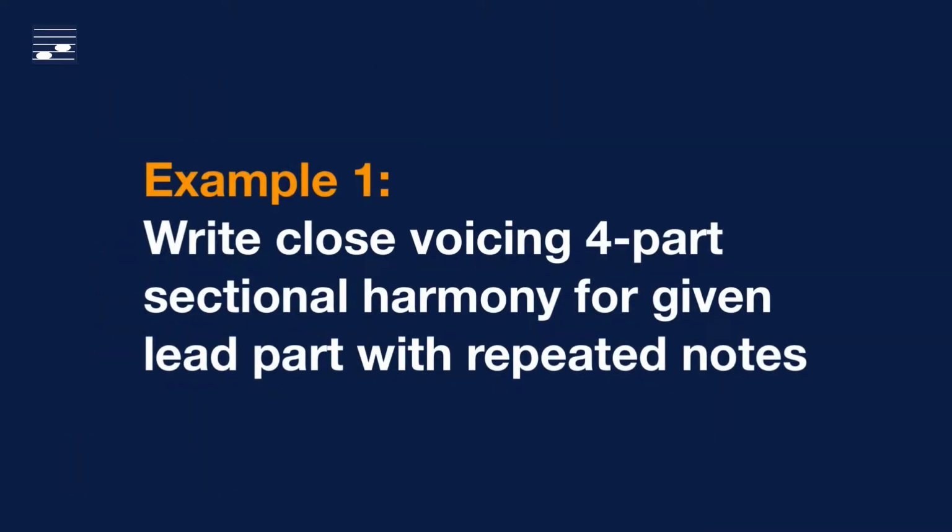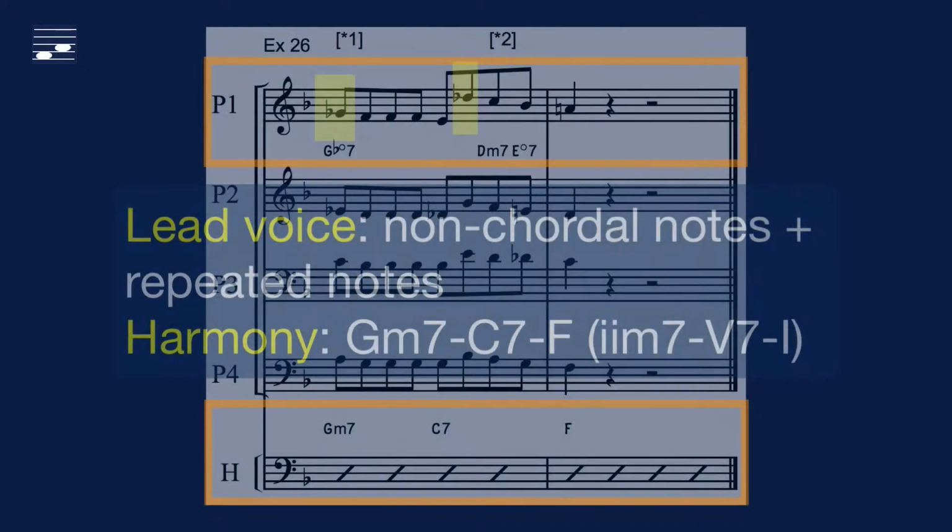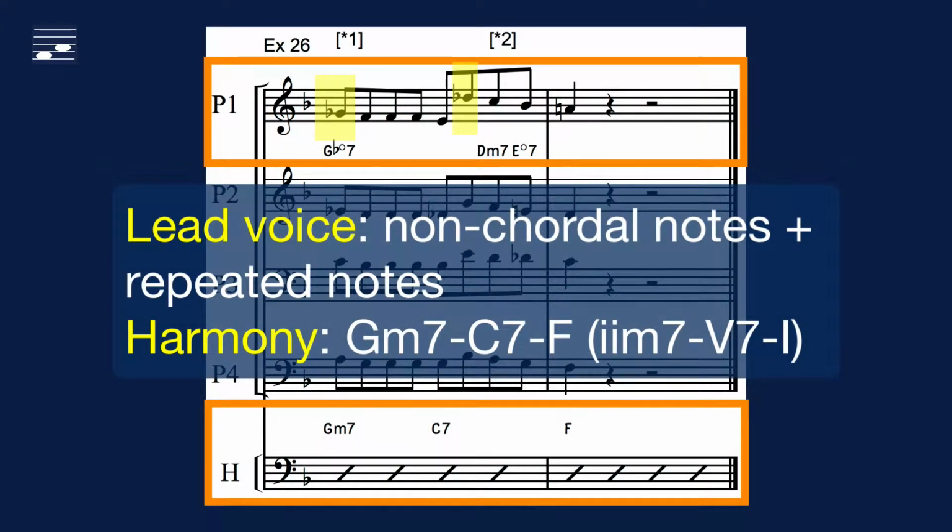In example 1, a jazz swing phrase for four-piece saxophone section, we start with a lead voice that contains both two non-chordal notes marked in yellow and repeated notes shown in red.